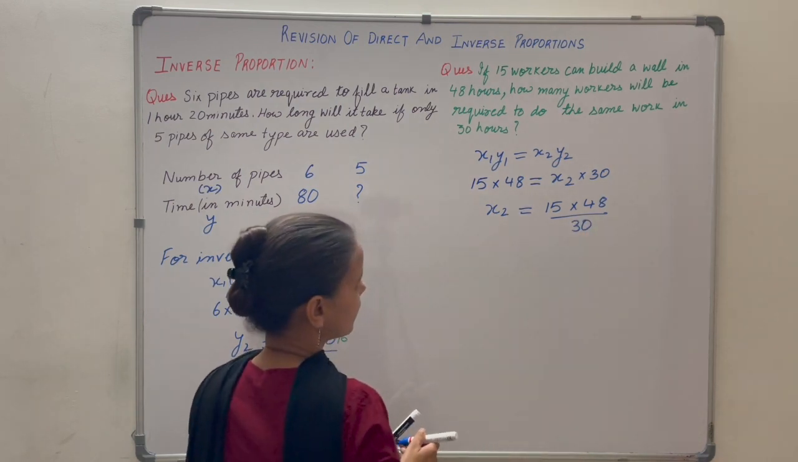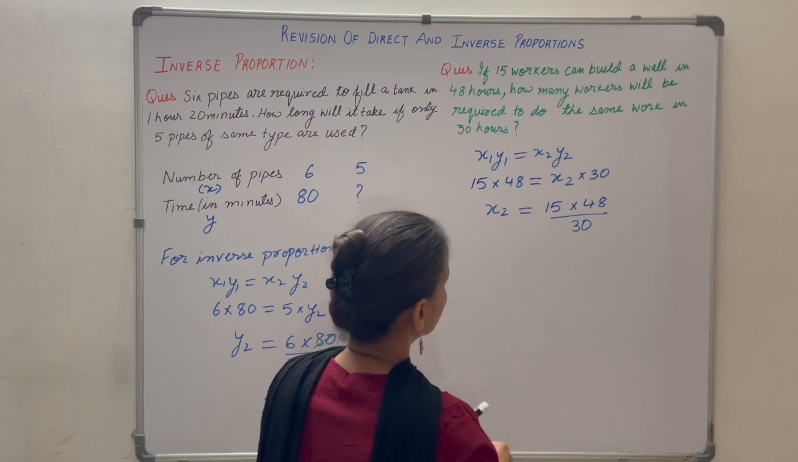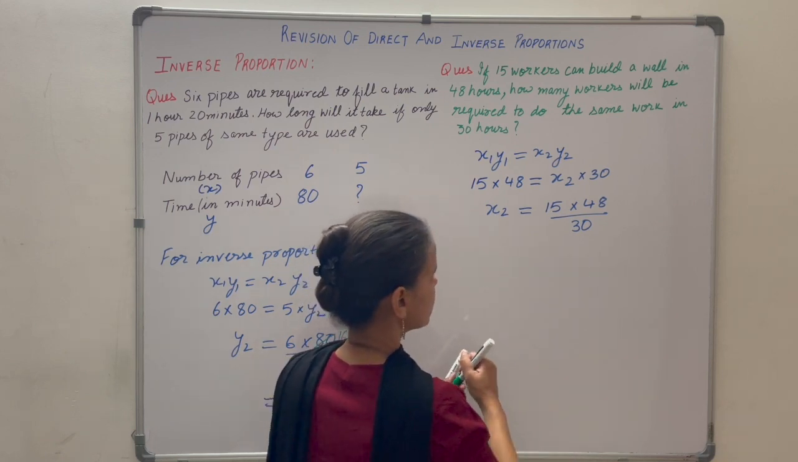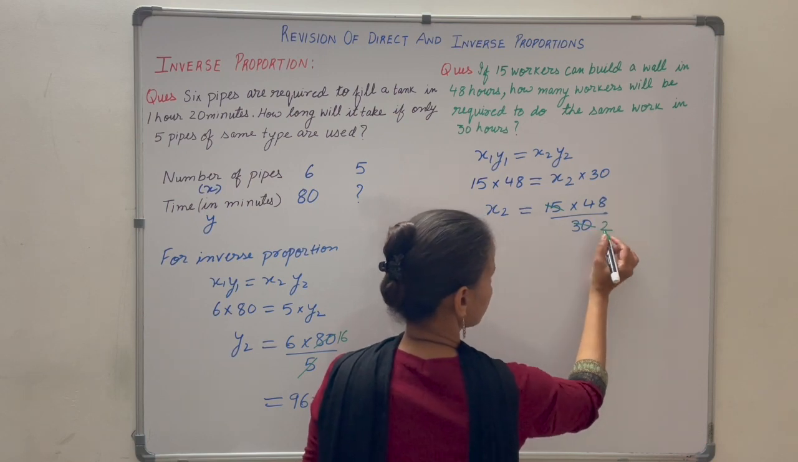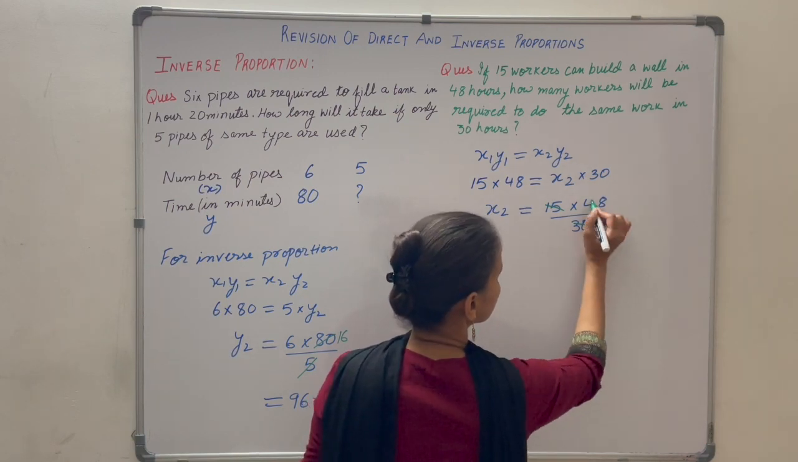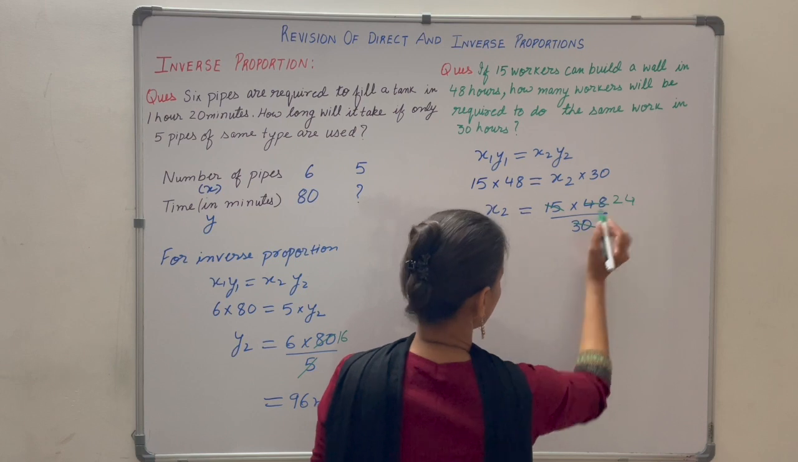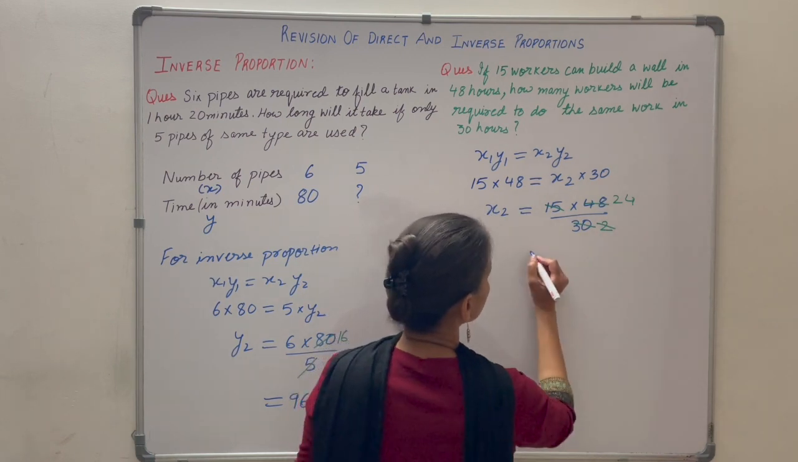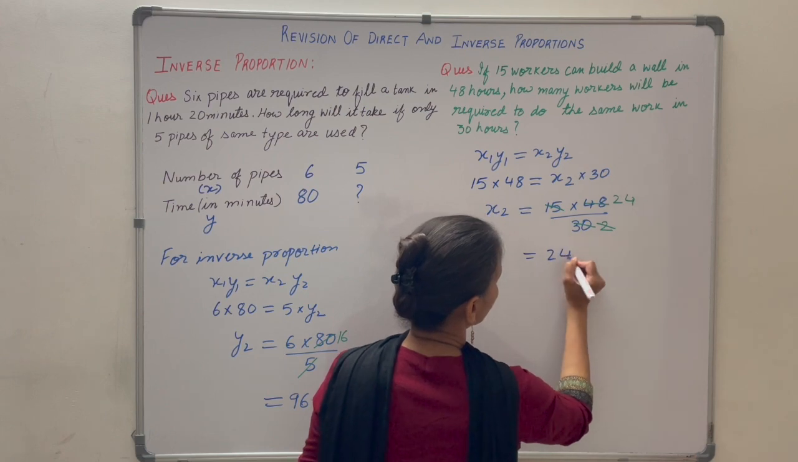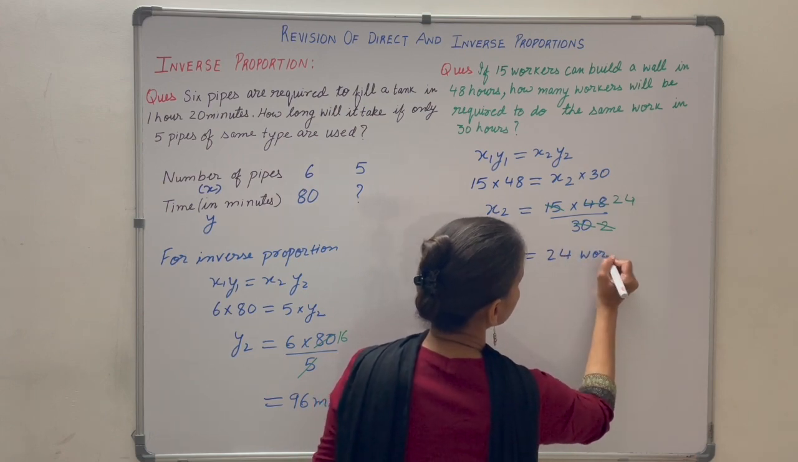So let us now cancel it. You can cancel here by 15. So you get here 2. Now you can cancel by 2. So you get here 24. So 24 workers will build the wall in 30 hours.